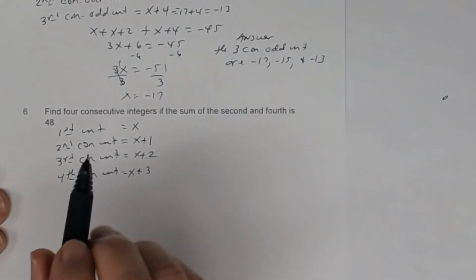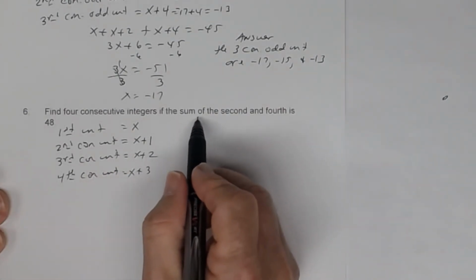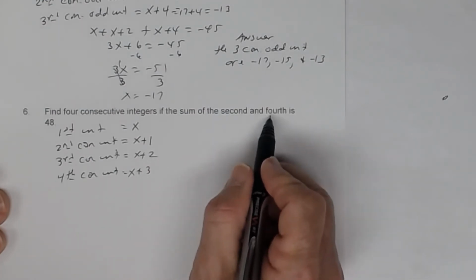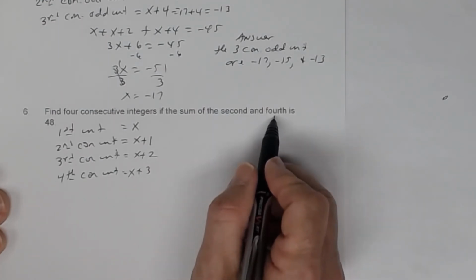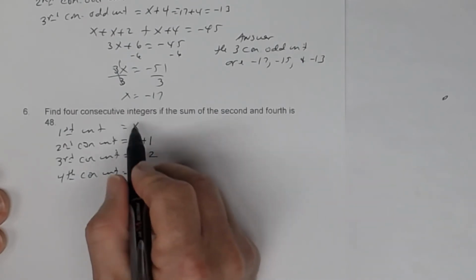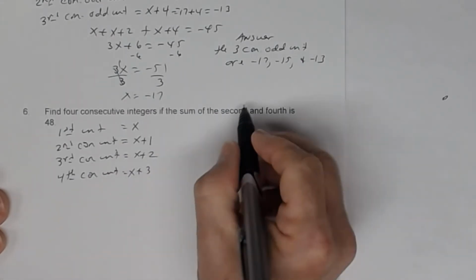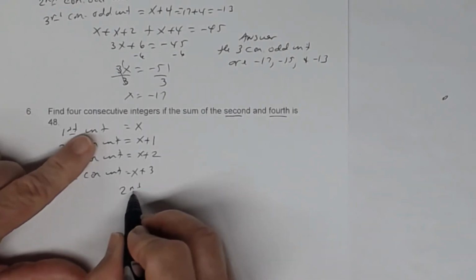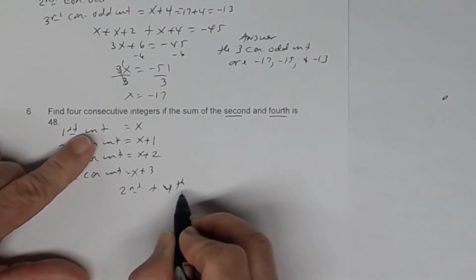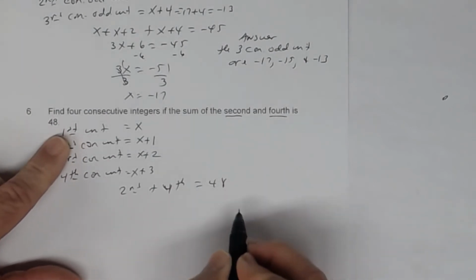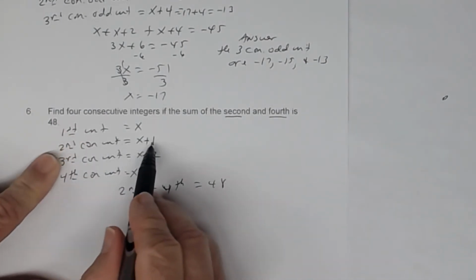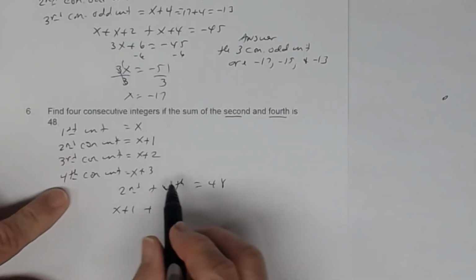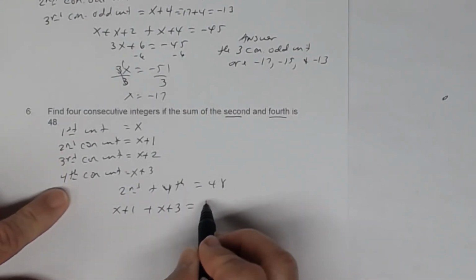Now, this is what you're told. Be careful. You're told that the sum, so you're going to add the second and the fourth. Do you add all of them together? No, you're only going to add the second and the fourth. So second plus fourth equals 48. What's the second? The second's x plus 1, plus the fourth, which is x plus 3. And what should that equal?